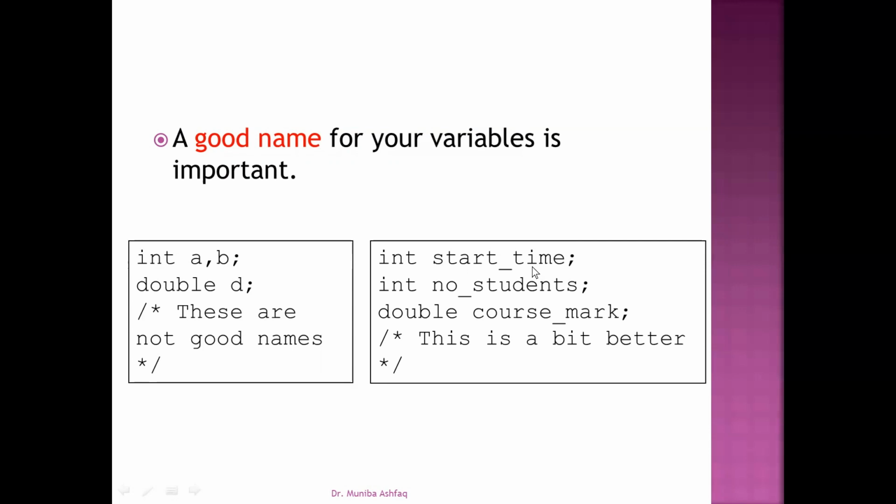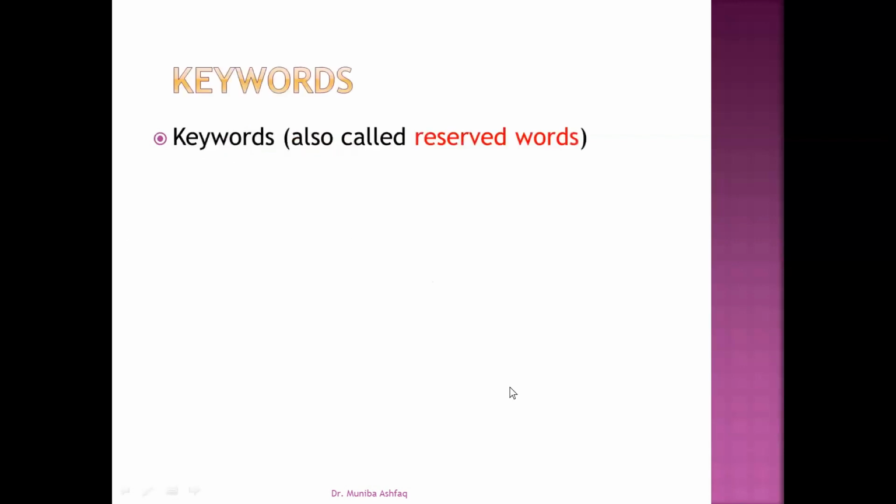Like its name indicates, it is the variable which is going to store the time, the start time value. Number students means that it's going to store the number of students. Course mark, it's going to save the marks of the course. So it's a bit better as compared to this one.